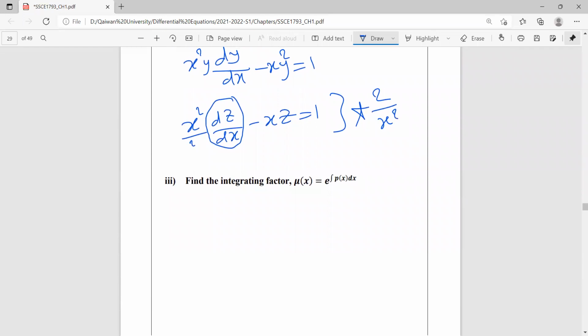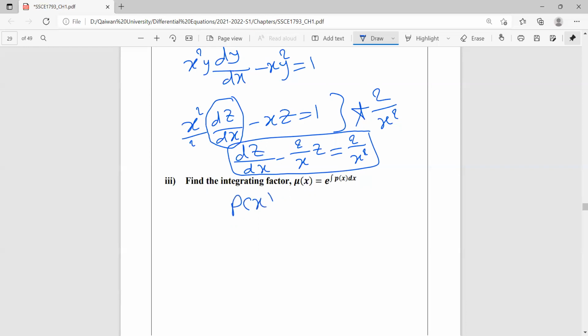So this differential equation becomes dz by dx minus 2 over x z equals 2 over x squared. After simplifying, we get this. Now we're going to find the integrating factor. But before the integrating factor, let's determine p of x and q of x.